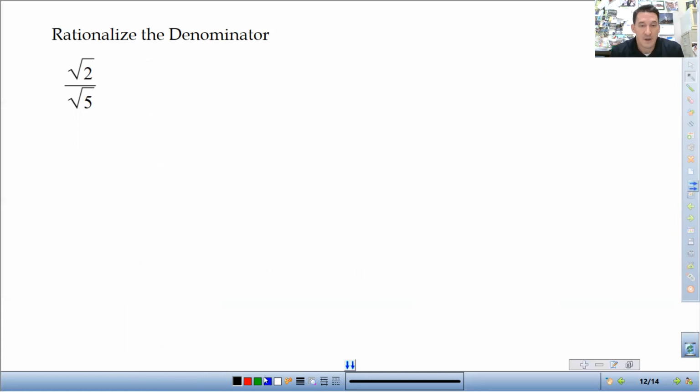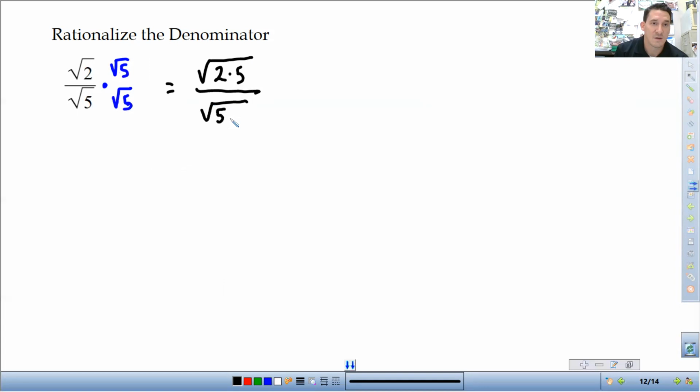So what we're going to do to rationalize the denominator, all you need to do is multiply top and bottom of the fraction by the irrational number in the denominator, or the square root here. So how this all works, and we'll simplify it. So square root of 2 times square root of 5, you can put that all underneath one square root. Square root of 2 times square root of 5. Right? This is square root of 5 times square root of 5. So it's square root of 5 times 5.